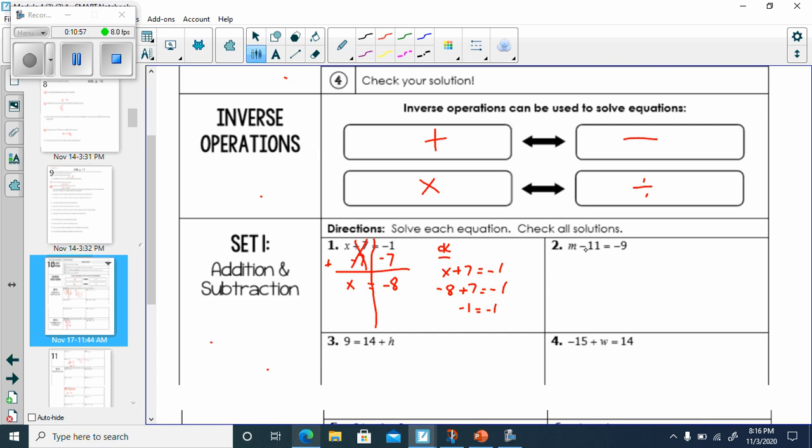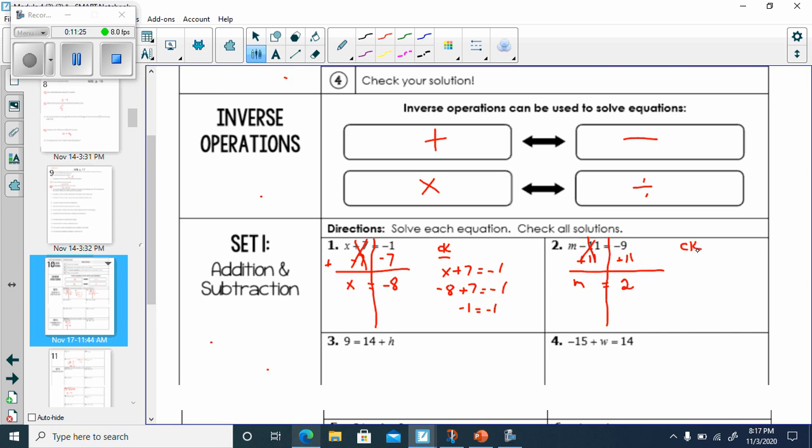How about this? M minus 11 equals negative 9. I'm subtracting the 11. The inverse of subtracting is to add. I'm going to add 11 to both sides. Negative 11 plus positive 11 is 0. M is equal to negative 9 plus 11. Okay, and if you add negative 9 plus 11, you come away with 2. M is 2.